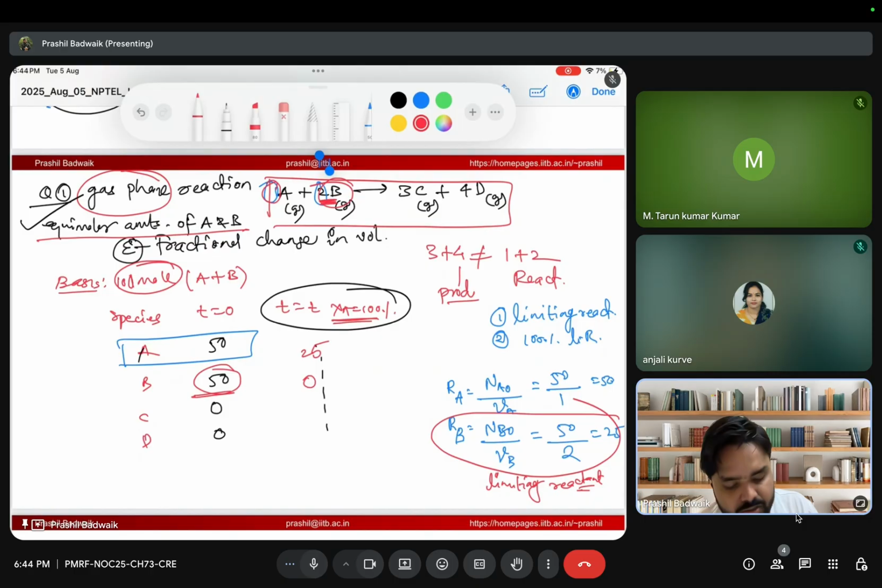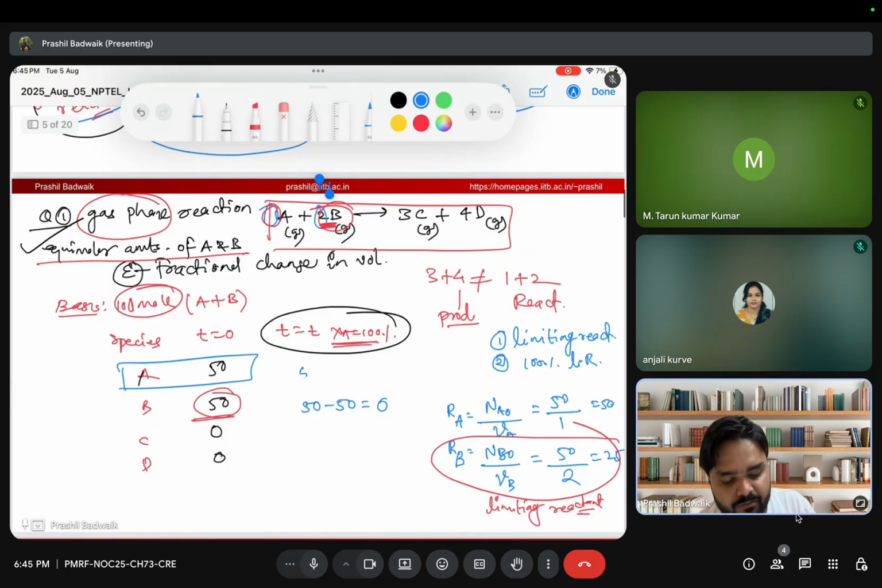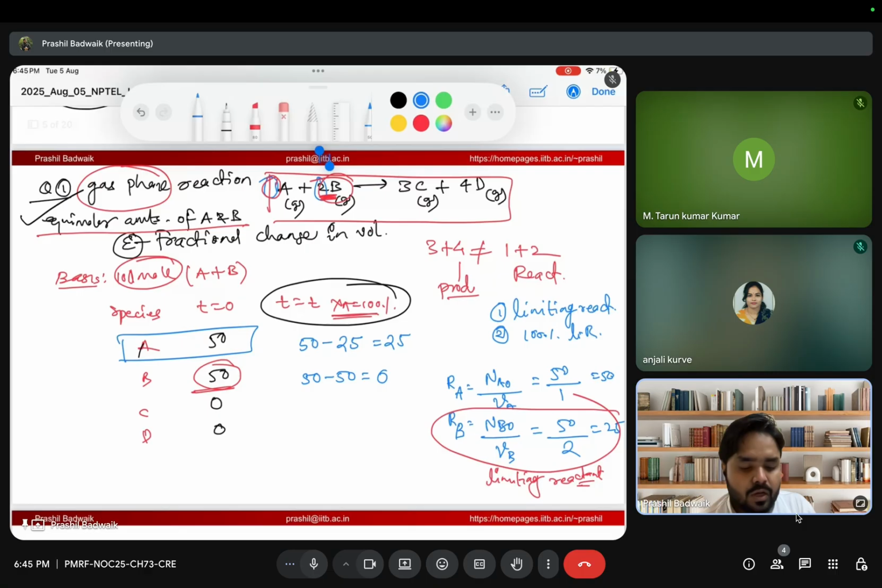So I'll write such that here it was 50 present minus all 50 reacted, so there is no B present. Here 50 were present, 25 reacted, and 25 are present. Now if 1 mole of A reacts, it gives 3 moles of C. So if 25 react, it will be 75, and similarly D will be 100. D will be 100.